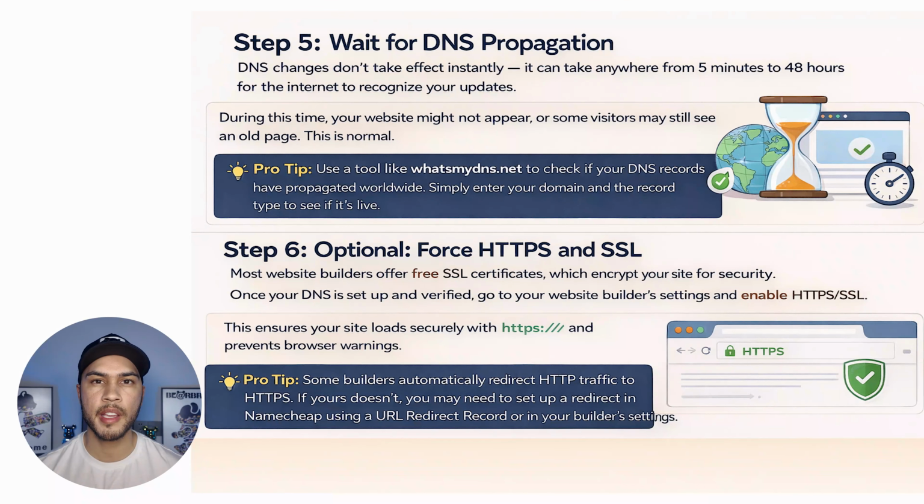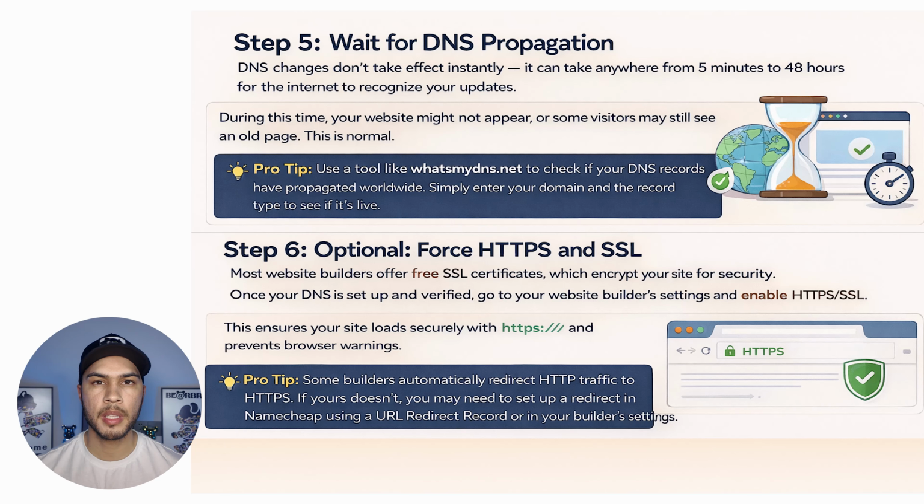DNS changes don't take effect immediately. It can take anywhere from 5 minutes to 48 hours for the internet to recognize your updates. During this time, your website might not appear, or some visitors might still see an old page. This is normal. Here's another pro tip: use a tool like whatsmydns.net to check if your DNS records have propagated worldwide. Simply enter your domain and the record type to see if it's live. You can also clear your browser cache or try accessing your website from an incognito tab to see the updated site.